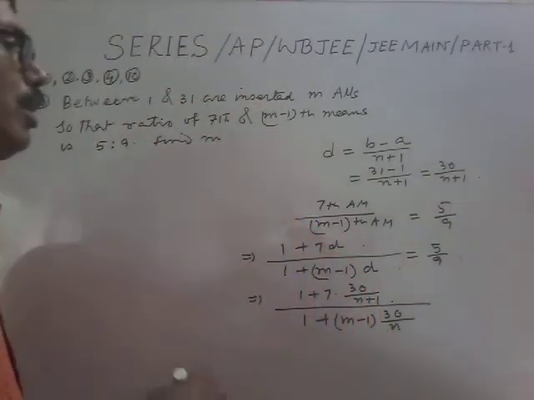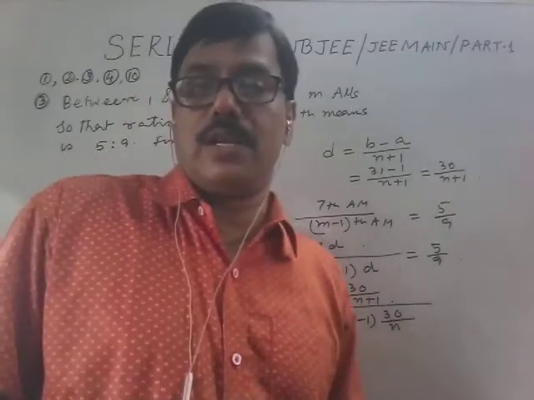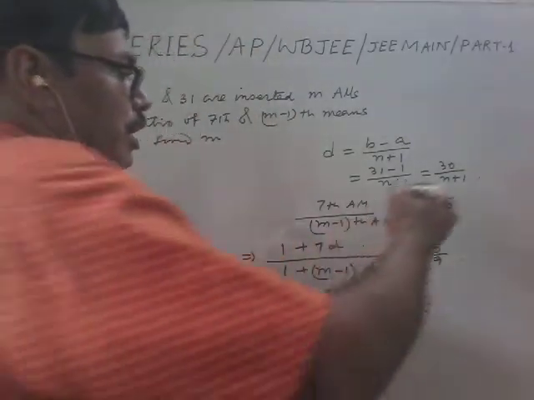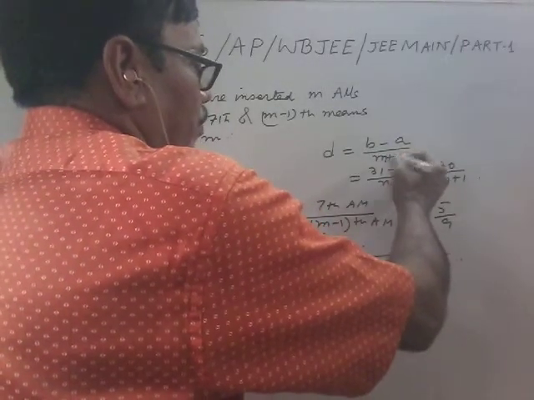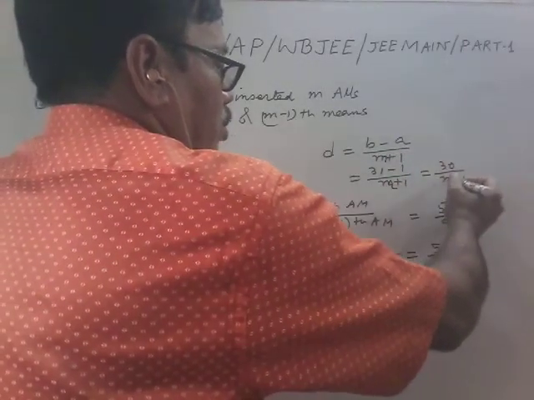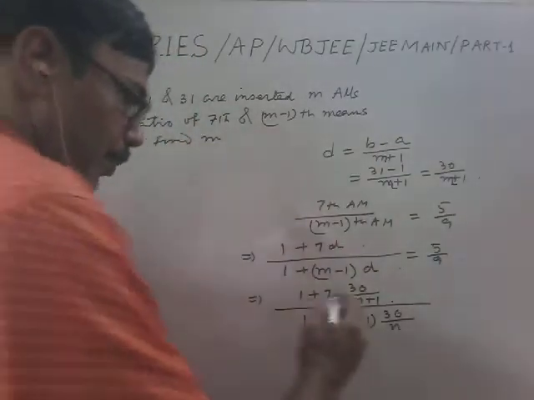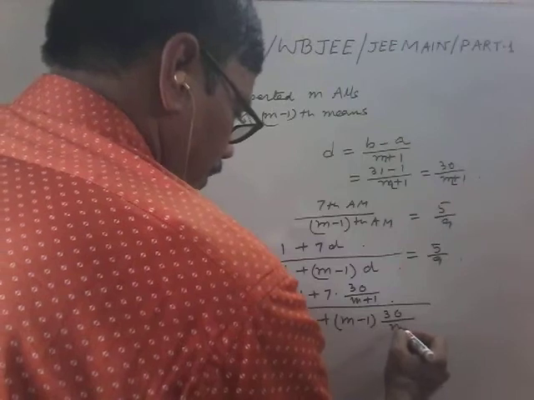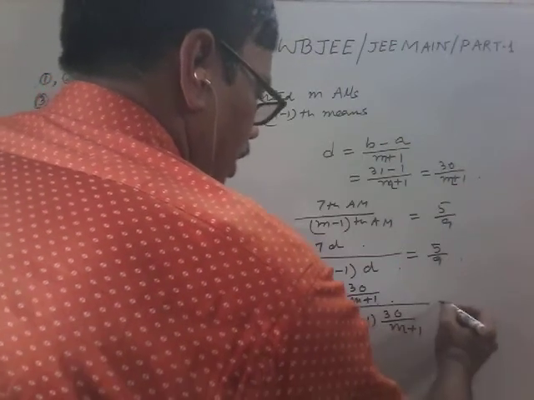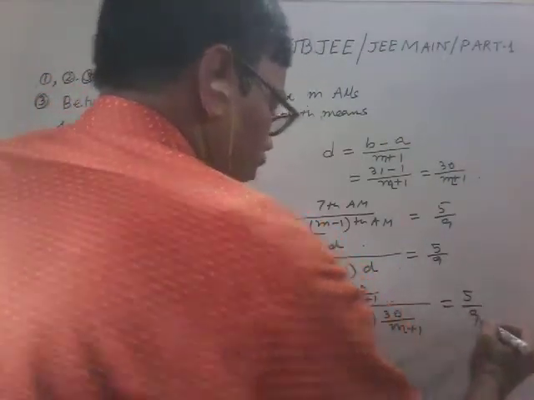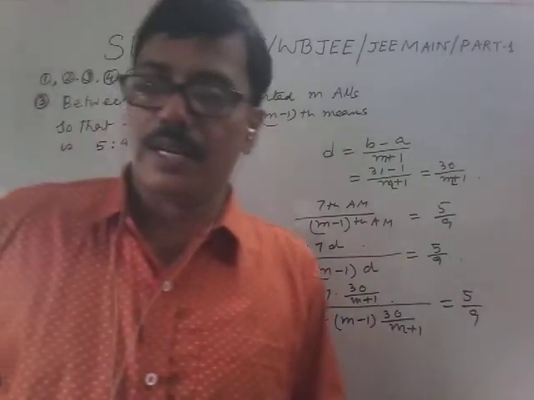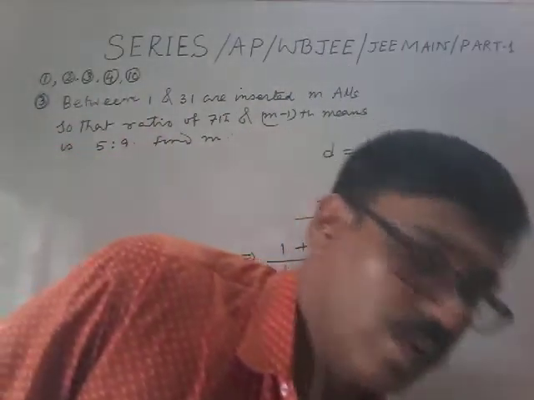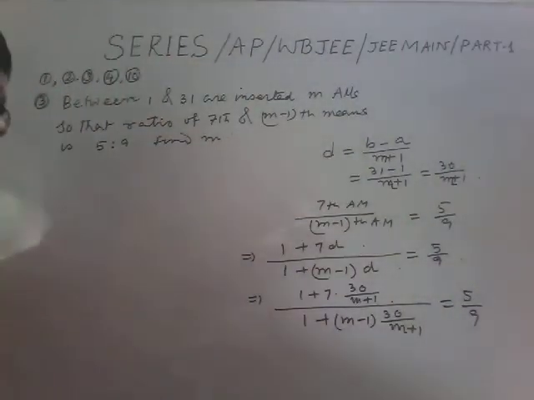So look here, m arithmetic means are inserted. So here it will be m plus 1. So it is m plus 1, this is m plus 1. So that is why this n is replaced by m. So this is m plus 1, 5/9. So we are getting an algebraic relation. So simplifying, we get the value of m.